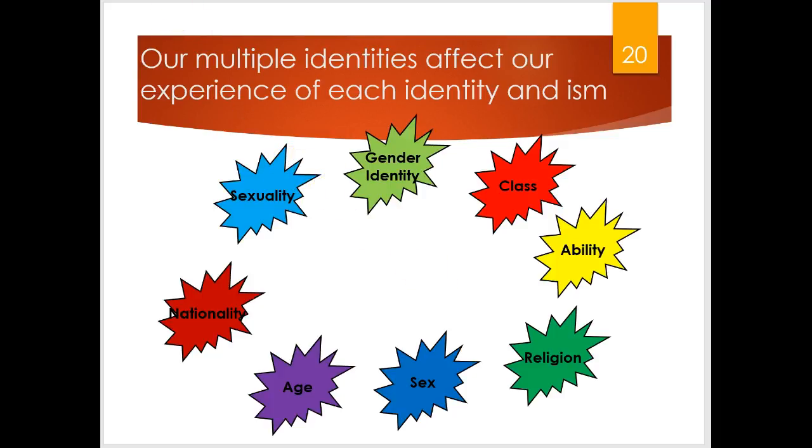But the key thing to note is that our multiple identities affect our experience of each identity and each ism. So my gender identity may be influenced by my class. Okay, how I identify as a female may be influenced by my class. Okay, my expression of my religion is likely influenced by my sex, by my gender identity, particularly if I were someone who attended a church that did not support full equality of women in the participation of the church. So each of these identities influences and affects our experience of other identities and also of the isms that we have.